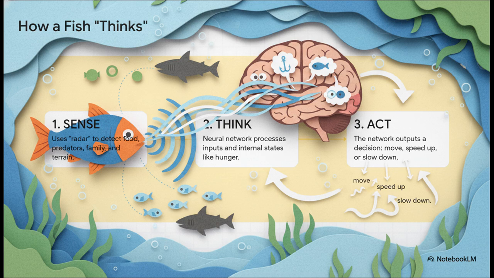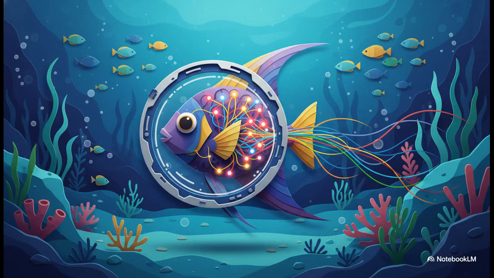The fish's sensors feed data into its brain, which is constantly weighing everything. Am I hungry? Is that a predator? Is that a potential mate? And then it just outputs a simple action. And over time, these thousands of tiny little decisions start to compound into really complex behaviors, like schooling together or developing hunting patterns.